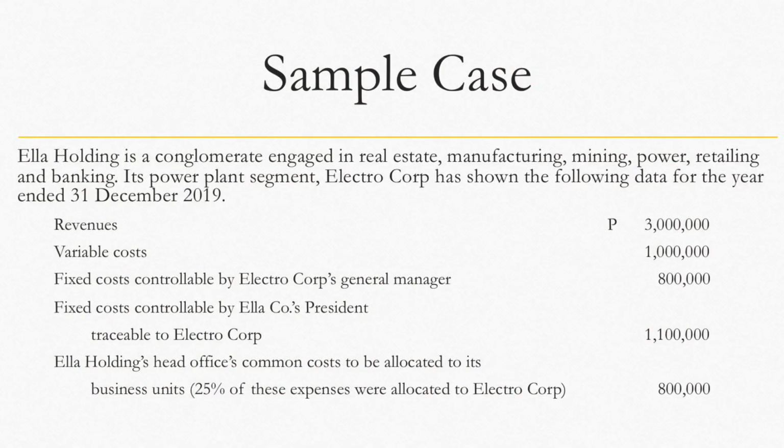Ella Holding is a conglomerate engaged in real estate, manufacturing, mining, power, retailing, and banking. Its power plant segment, Electro Corporation, has shown the following data for the first year, that is 31 December 2019. We have revenues, 3 million; variable costs, 1 million; fixed costs controllable by Electrocorp's general manager, 800,000; fixed costs controllable by Ella Company's president but traceable to Electrocorp, 800,000; and Ella Holdings head office common costs to be allocated to its business units, 25% of which is to be allocated to Electrocorp.